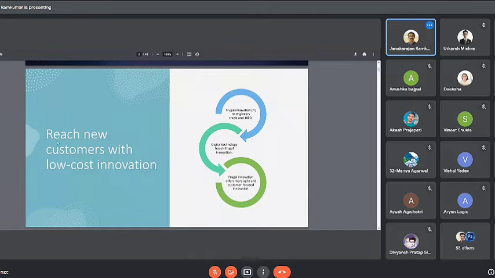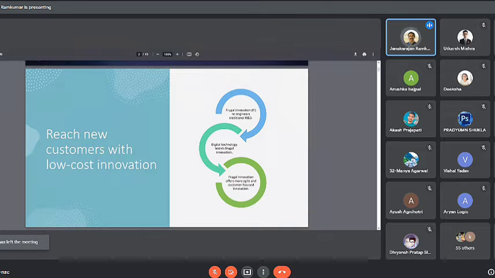So what is frugal? Reach new customers with low cost innovation. There is a difference between invention and innovation. Innovation means you do cut and paste across multiple things and try to develop a solution. And for that solution, there has to be a customer. Then that is called an innovative solution.